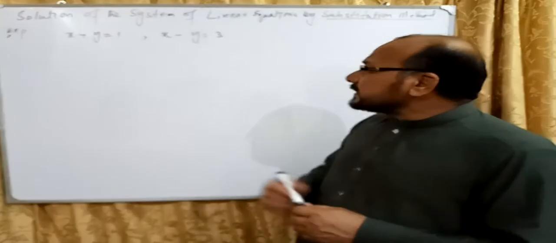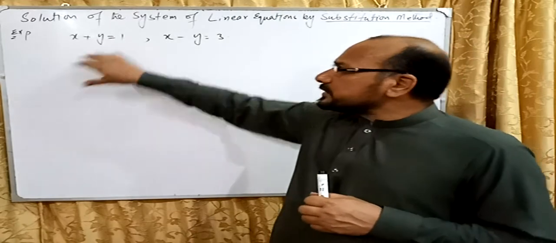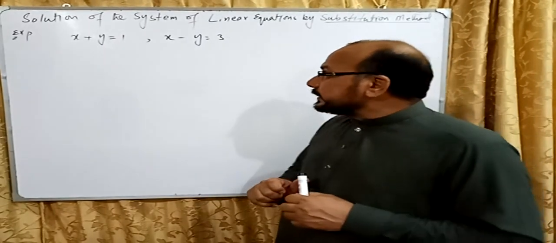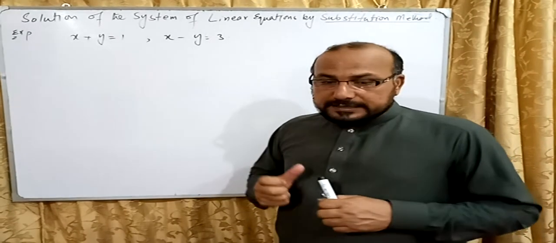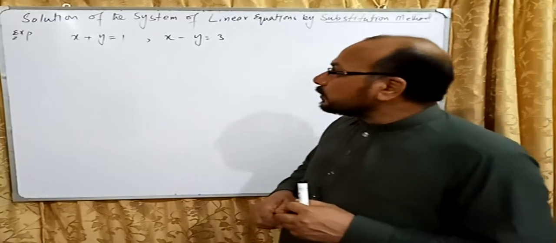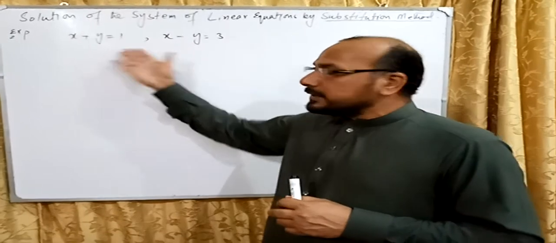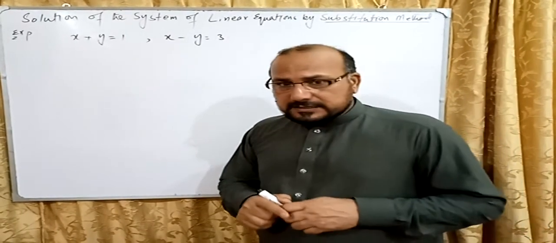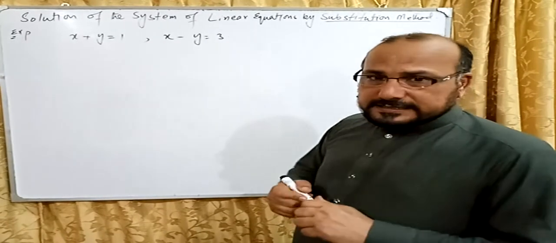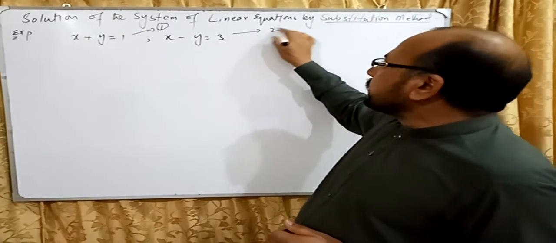In the substitution method, this point is very necessary: you have to search out in which particular equation you need to find the value of a variable. First of all you will target a variable whose coefficient is equal to 1. But in this example we have very simple equations, and we can easily get the value of either variable to replace in the other one. So first give names to the equations: equation 1, equation 2.